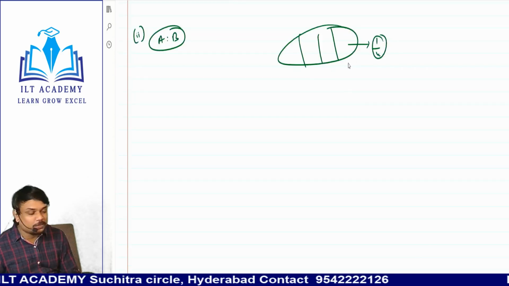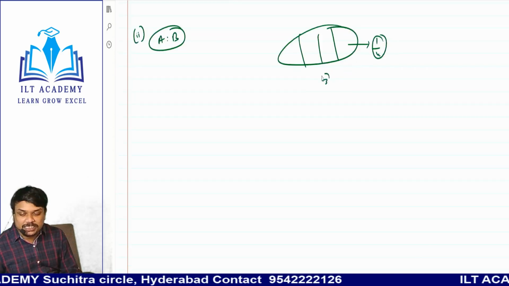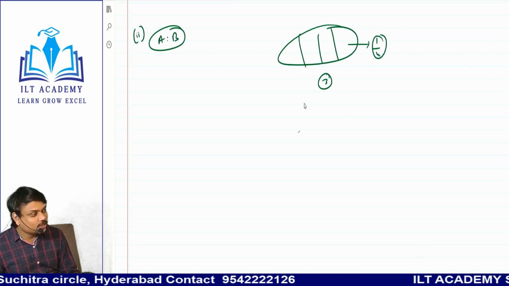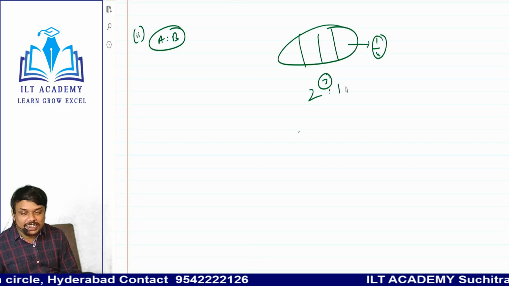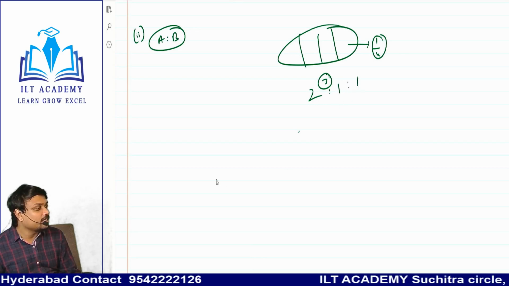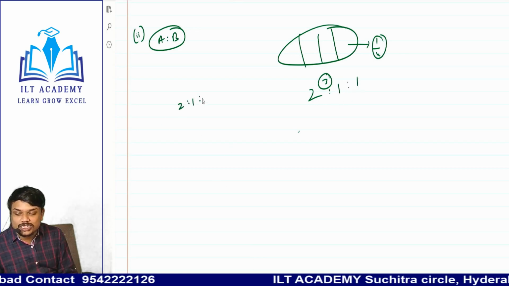See, और कितने पार्ट्स बच गए यहाँ? 3 पार्ट बचे. That is shared in what ratio? 2:1. एंड C का कितना है? 1 है. पूरा मिला दो. What is the ratio? 2:1:1.